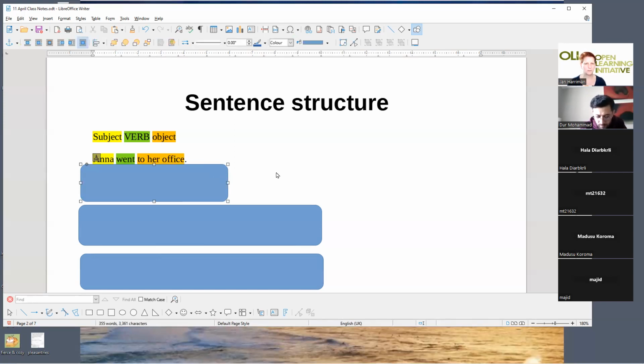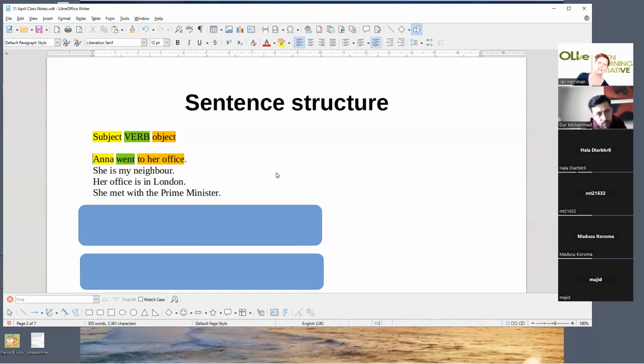So what if we want to say more? We've got a lot more to say about Anna. We want to know about who she is. What about her office? Where is that office? Why did she go to the office? Now, we can do this in simple sentences, but will that get you a 7 on the IELTS, or 140 on the Duolingo test? Will simple sentences get you there? What do you need to do? Compound and complex sentences also. That's it.